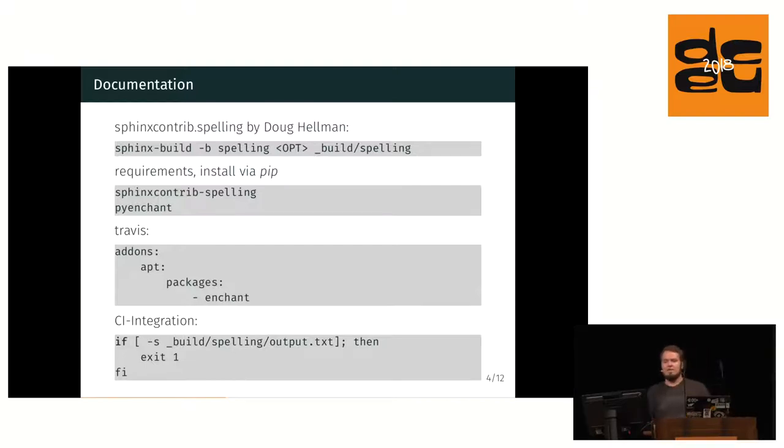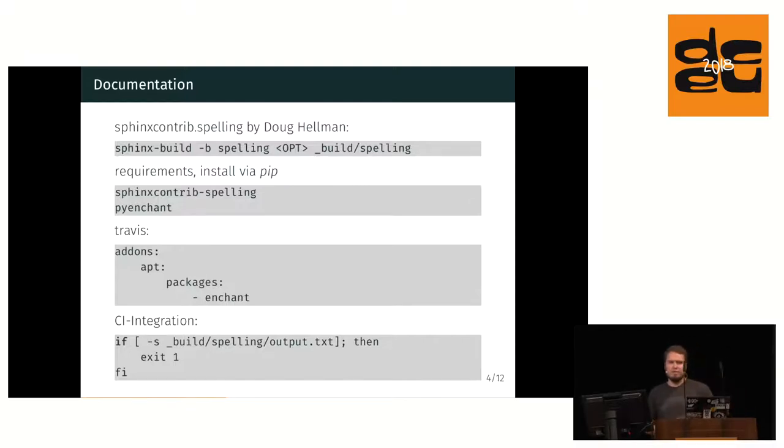You fire it up via sphinx-build -b spelling, then you put all your other options that you need, and then you specify in what folder your output should be, and usually that will be something like _build/spelling. The requirements are fairly easy. You can just install sphinxcontrib-spelling via pip, and it needs PyEnchant, which I will talk about in a few minutes.